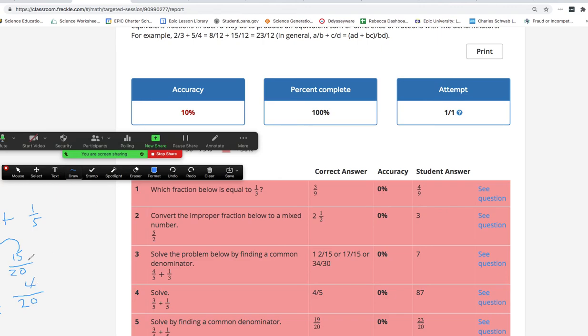So in the end, what we end up with is 15 over 20 plus 4 over 20, and that gives us 19 over 20. Remember, the bottom number stays the same, and it's just 15 plus 4. 15 plus 4 is 19 over 20, and that, as you can see, is the correct answer. So I just want you to practice that some more to get familiar with that, and let me know if you have any questions.